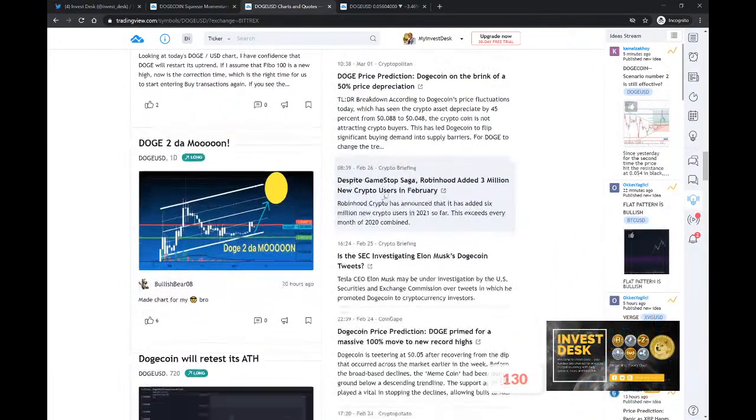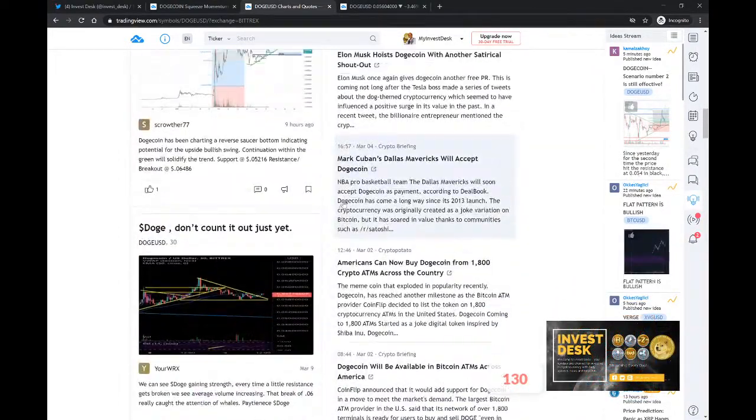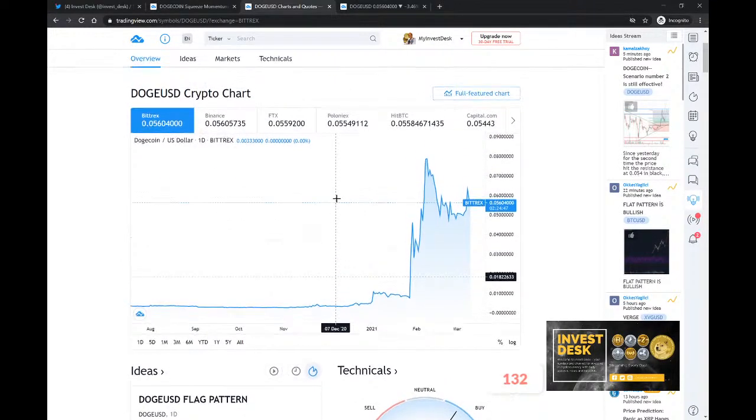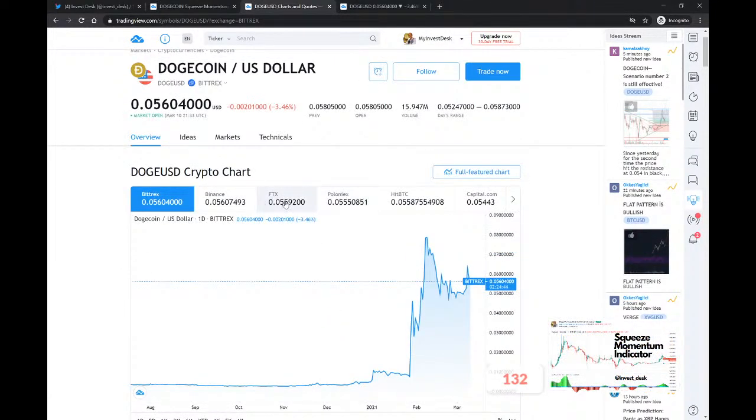So definitely Dogecoin to the moon. Let me know what you think. Let me pick up a few comments here. This is still technically a buy based on TradingView.